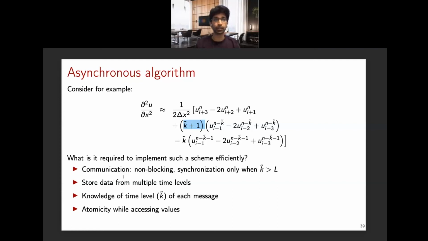You do communication in a non-blocking fashion, but you synchronize only when your delay between two processors is greater than the allowable delay in the problem that is dictated by the physics, by the time scales associated with the problem. The second thing is you want to store the data from multiple time levels, because at point u at i minus 1, we have values of the function at n minus k and n minus k minus 1. The next thing is we also want to have the knowledge of k, which is the amount of delay, because that comes as one of the coefficients in the stencil operator.